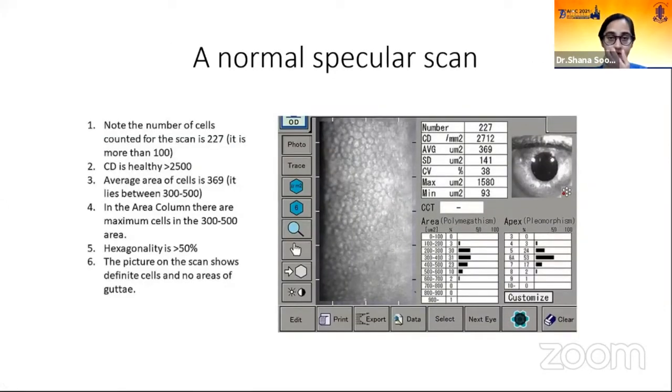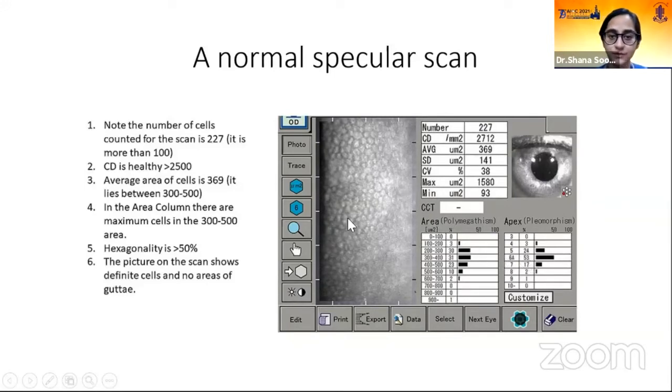Moving on, let's interpret a few specular scans. The first specular scan that we have here is a normal specular scan. As we discussed, the number of cells evaluated here is 227, which is okay. The cell density, that is the number of cells per millimeter square, is 2712, which is healthy. The average area of cells is 369 micrometer square. That is, most of the cells lie between the 300 to 500 in the area column. The hexagonality as seen over here is 53%, which is above 50%, and that is normal.